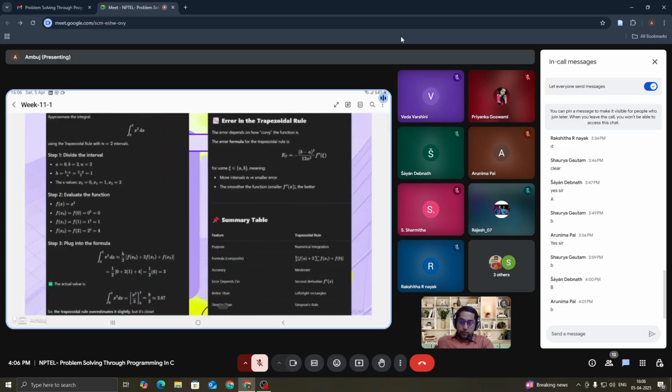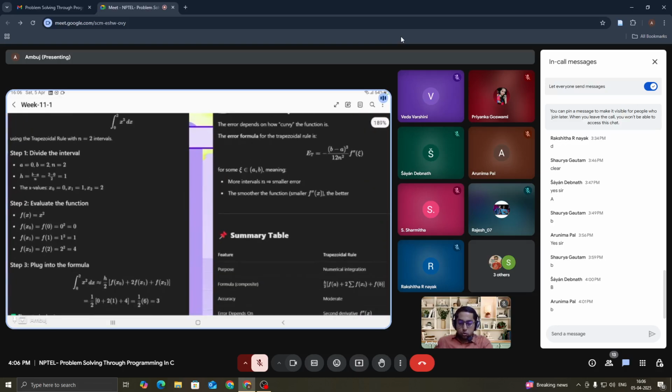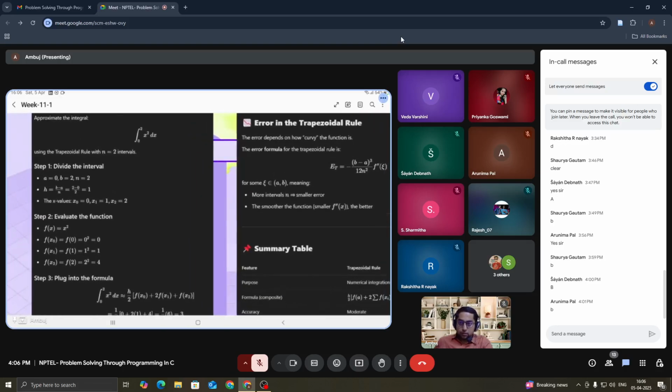Now, approximating the integral, for example, integrating this particular function from 0 to 2 of x squared dx. Another example: if I use the trapezoidal rule with n equal to 2 intervals, first of all you have to know a, b and n. Here a is 0, b is 2, n is also 2, within the two intervals given in the problem itself. Then you calculate h.